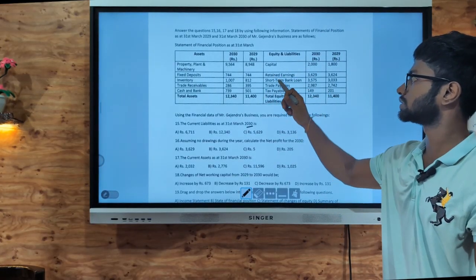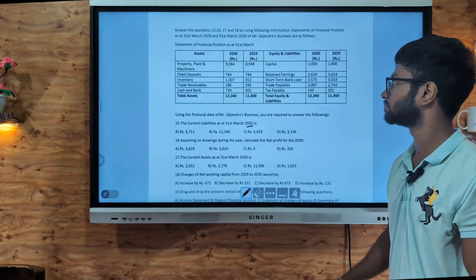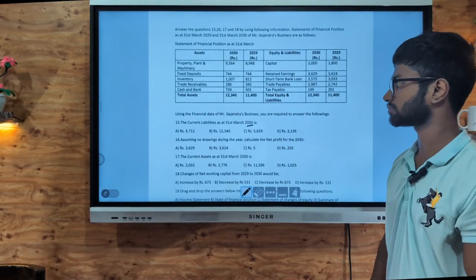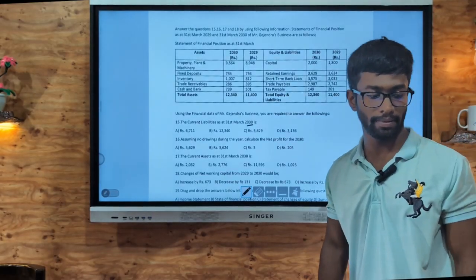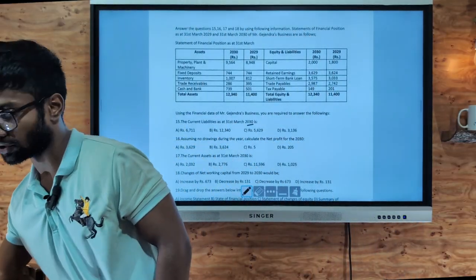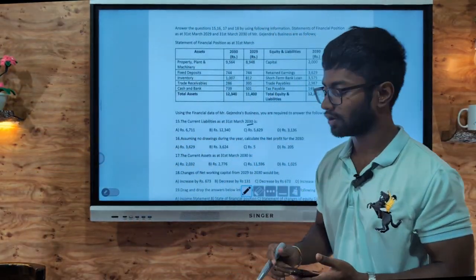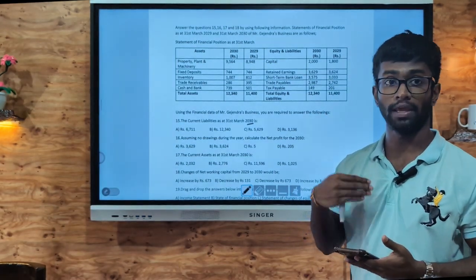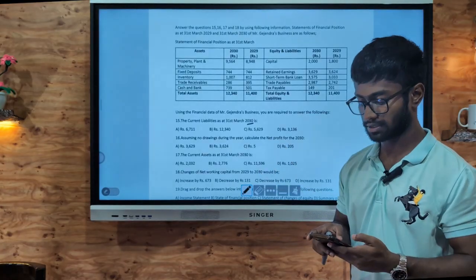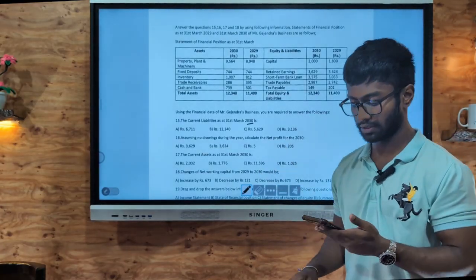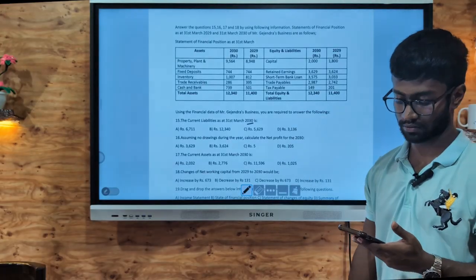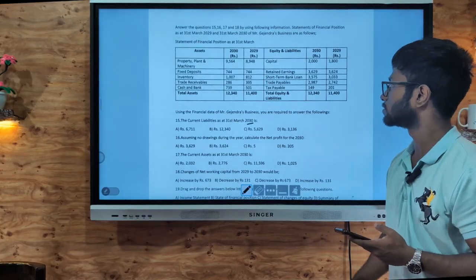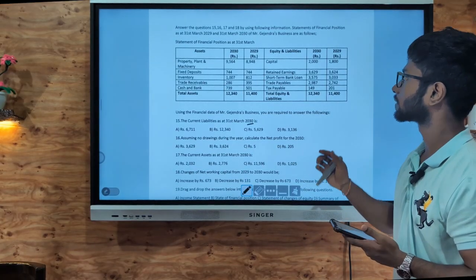Here retained earnings and capital, those are equity. Then we have short-term bank loan, trade payable and tax payable. What are those? Those are liabilities, no, that we have. So from that we have to identify what are the short-term and long-term liabilities. Anything which you have to pay within 12 months should come under current liabilities, and anything which you have to pay with more than 12 months or more than a year should come under non-current liabilities.